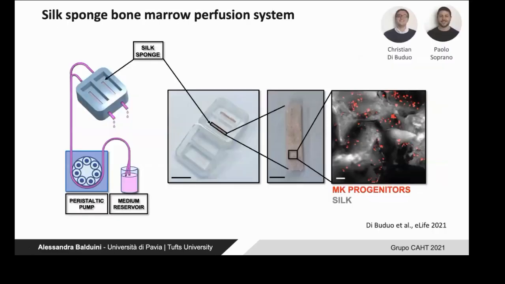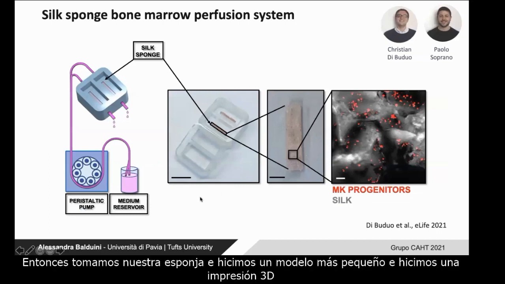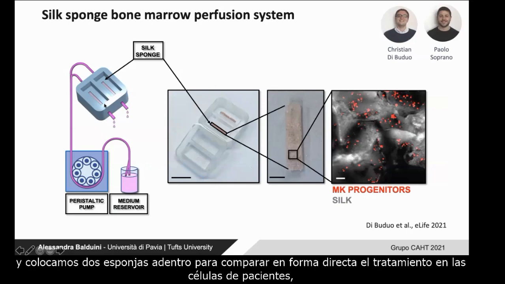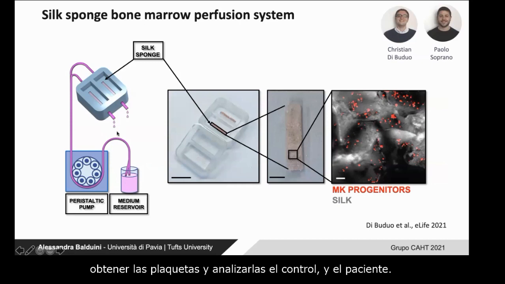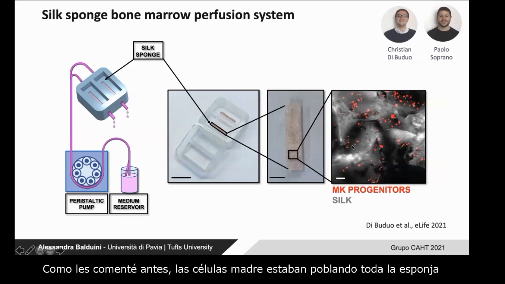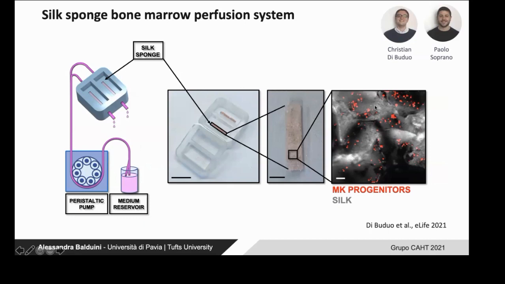to the treatment. So we took our sponge and we made a new, smaller model, and again we 3D printed a cascade with two sponges inside to directly compare the treatment on patient cells. And then, of course, we were able to collect platelets and analyze them. As I told you before, again, the stem cells were populating the entire sponge. And this work was carried out by Christian and Paolo Soprano, and another PhD student in my lab.